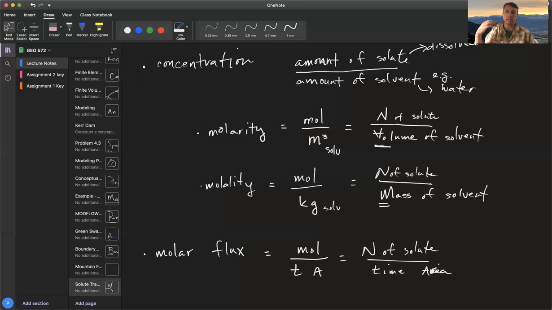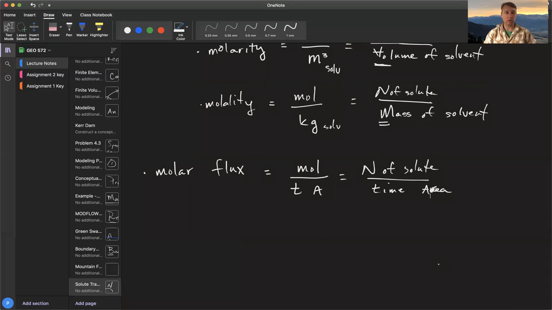All right, so just like Darcy flux was the volume of water moving across a plane per unit time per unit area, molar flux is just the number of solute particles moving across a plane per unit time per unit area.